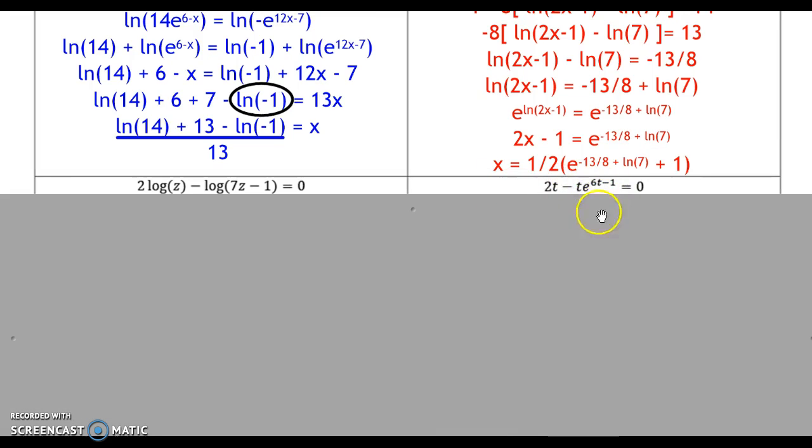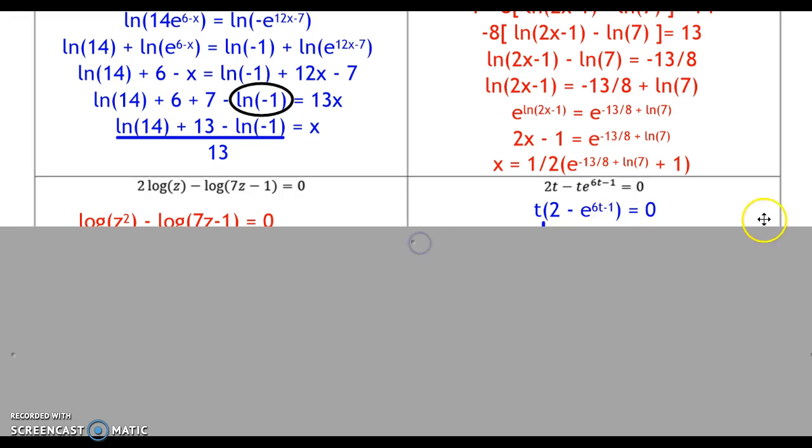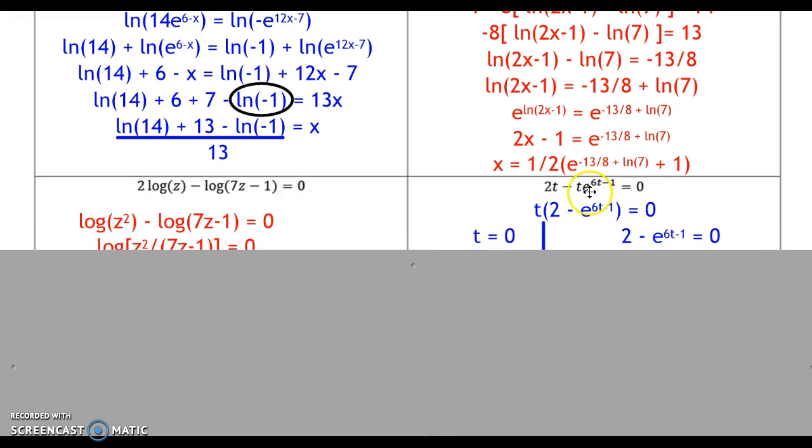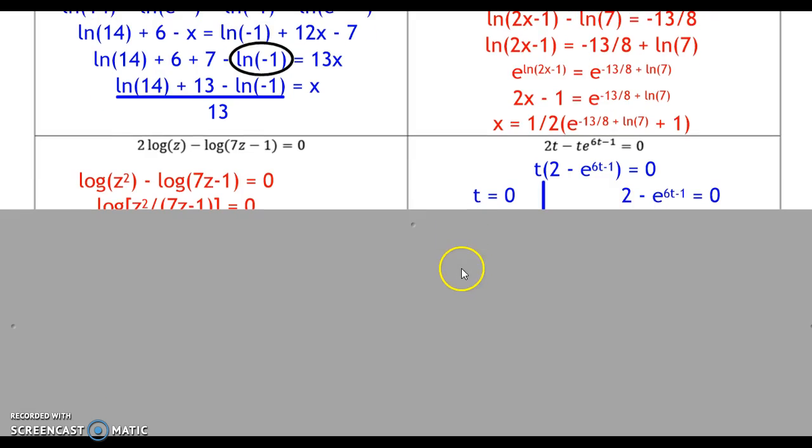Taking a look at this equation here, the first step that I saw was to factor out a t value. We know that the t variable is the variable we're trying to solve for. So we have t times (2 minus e to the 6t minus 1) equals 0. I can take this t and separate it out into just t equals 0. And on the right side, I can take the remainder of it, 2 minus e to the 6t minus 1 equals 0, and write it as a new equation.